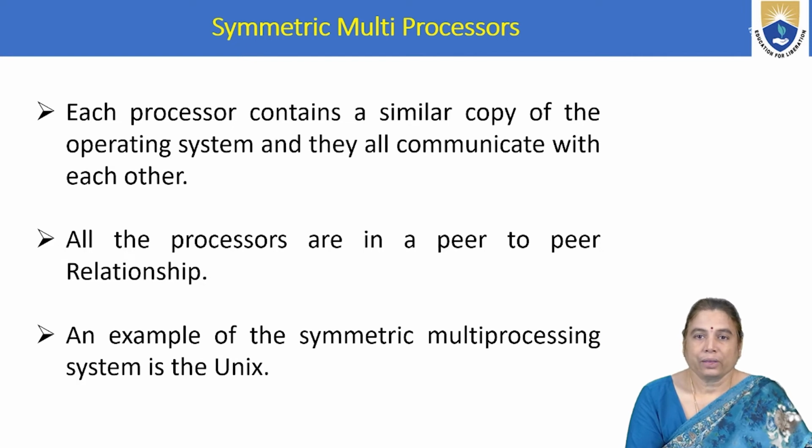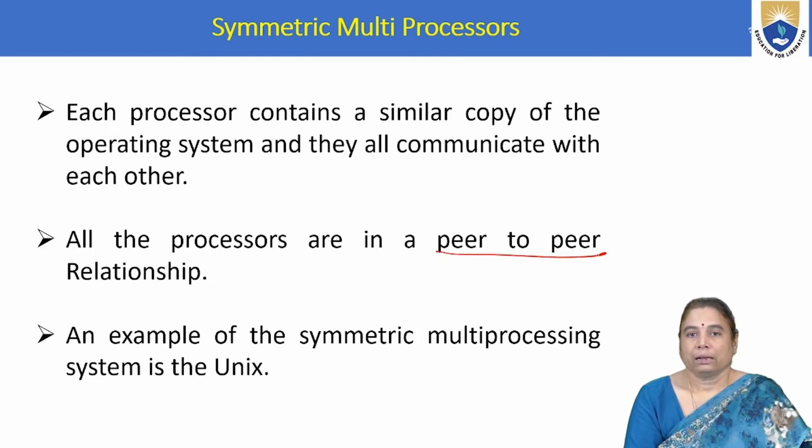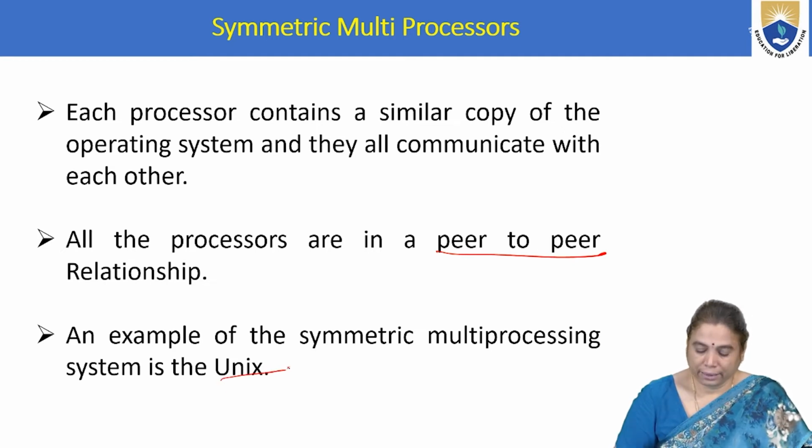Each processor contains a similar copy of the operating system and they all communicate with each other. So the same operating system is maintained in each and every processor. All the processors are in a peer-to-peer relationship. So the communication takes place in a one node to another node interaction, so that a peer-to-peer relationship exists between the processors. An example of a symmetric multiprocessing system is the Unix operating system.